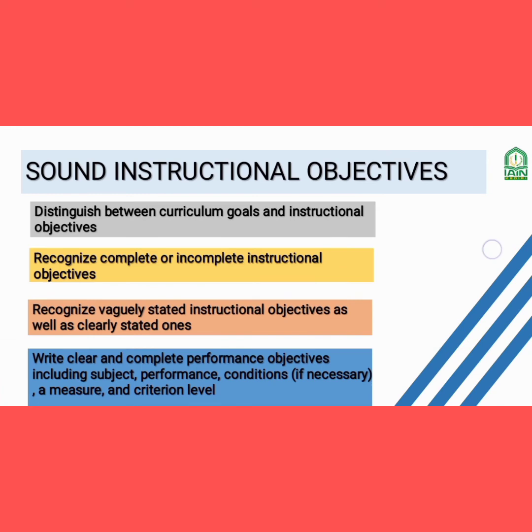There are four points here. The first is to distinguish between curriculum goals and instructional objectives. Second, recognize complete or incomplete instructional objectives. Third, recognize vaguely stated instructional objectives as well as clearly stated ones. And the last one is to write clear and complete performance objectives, including subject, performance, condition if necessary, a measure, and criterion level.